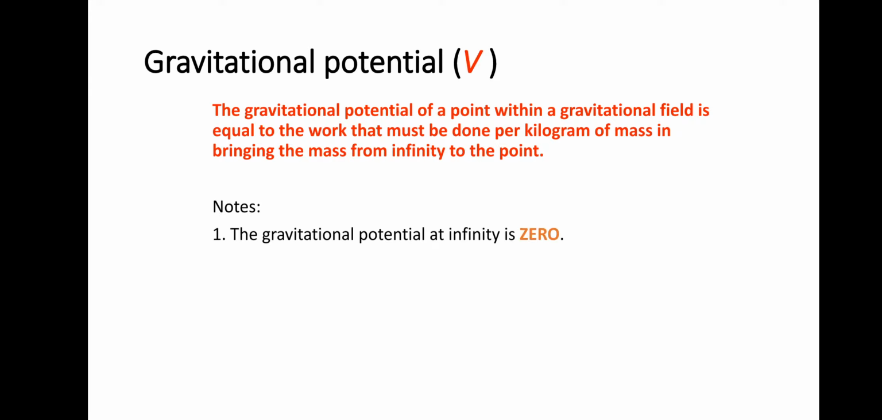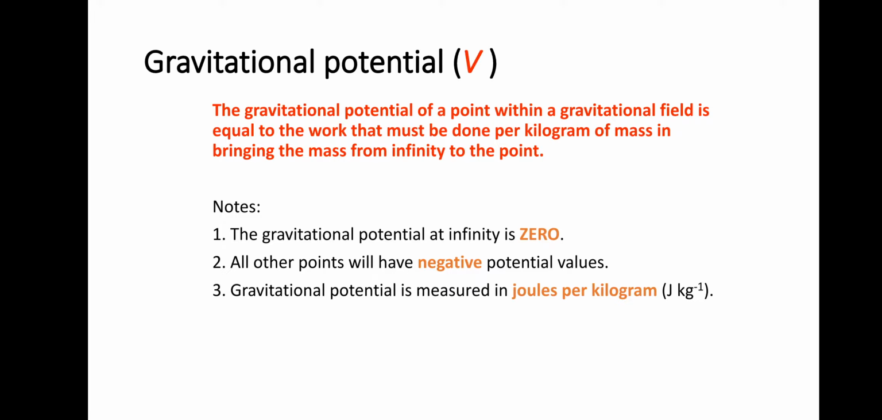So gravitational potential at infinity is 0, that's important. Every other point for gravitational potential is negative. Gravitational potential is measured in joules per kilogram. And it's a scalar quantity. So if you want to make some notes, just pause the video. And then we'll move on.